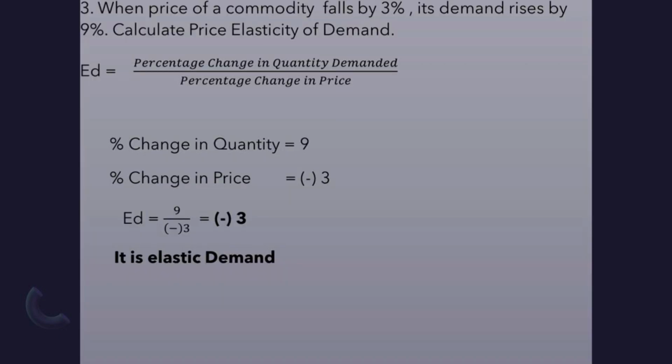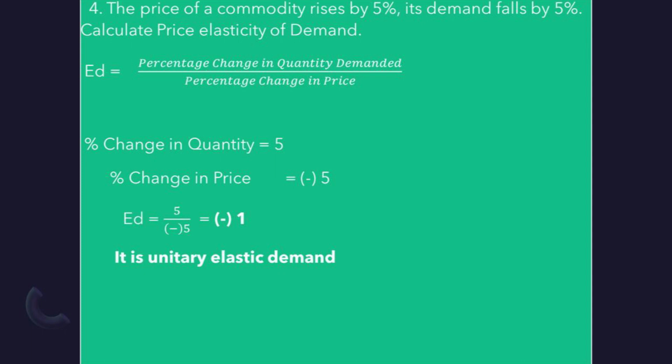The third question says, when the price of a commodity falls by 3%, its demand rises by 9%. Calculate price elasticity of demand. Again, percentage change in quantity demanded divided by percentage change in price. Percentage change in quantity is equal to 9 and percentage change in price is minus 3. So ED is equal to 9 divided by minus 3, which gives you minus 3. So again it is elastic demand.